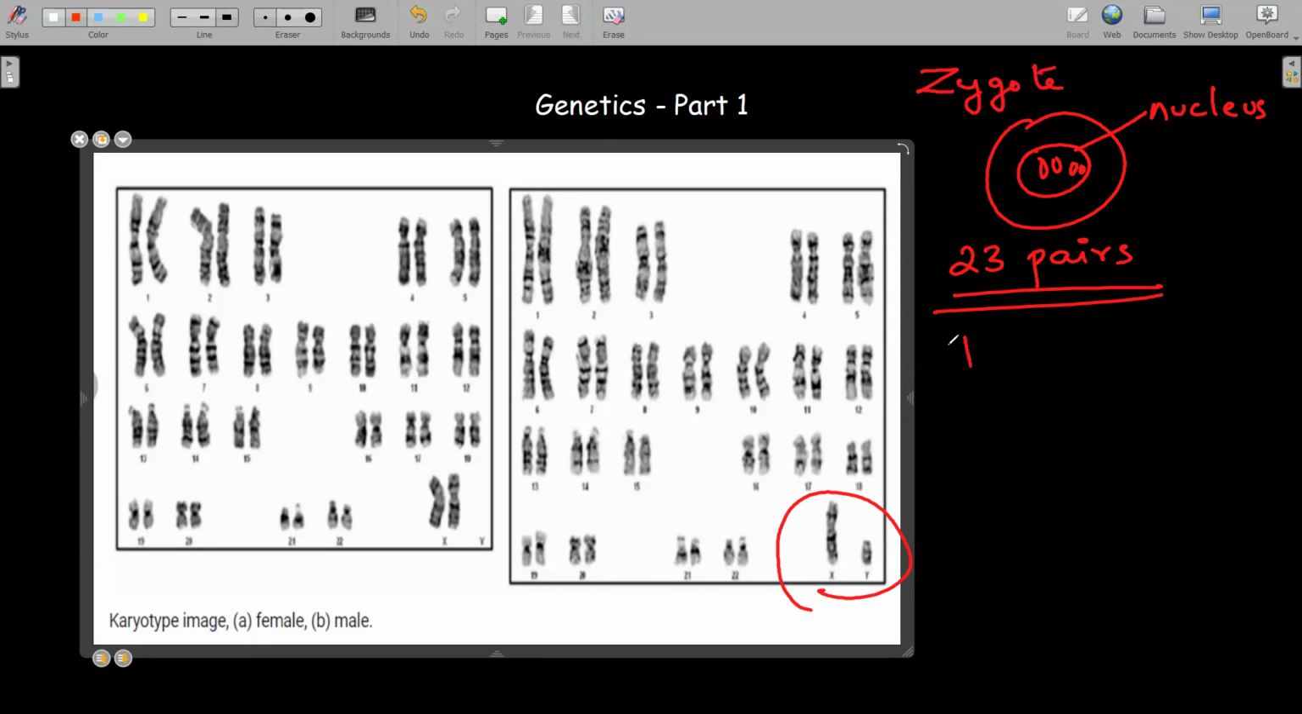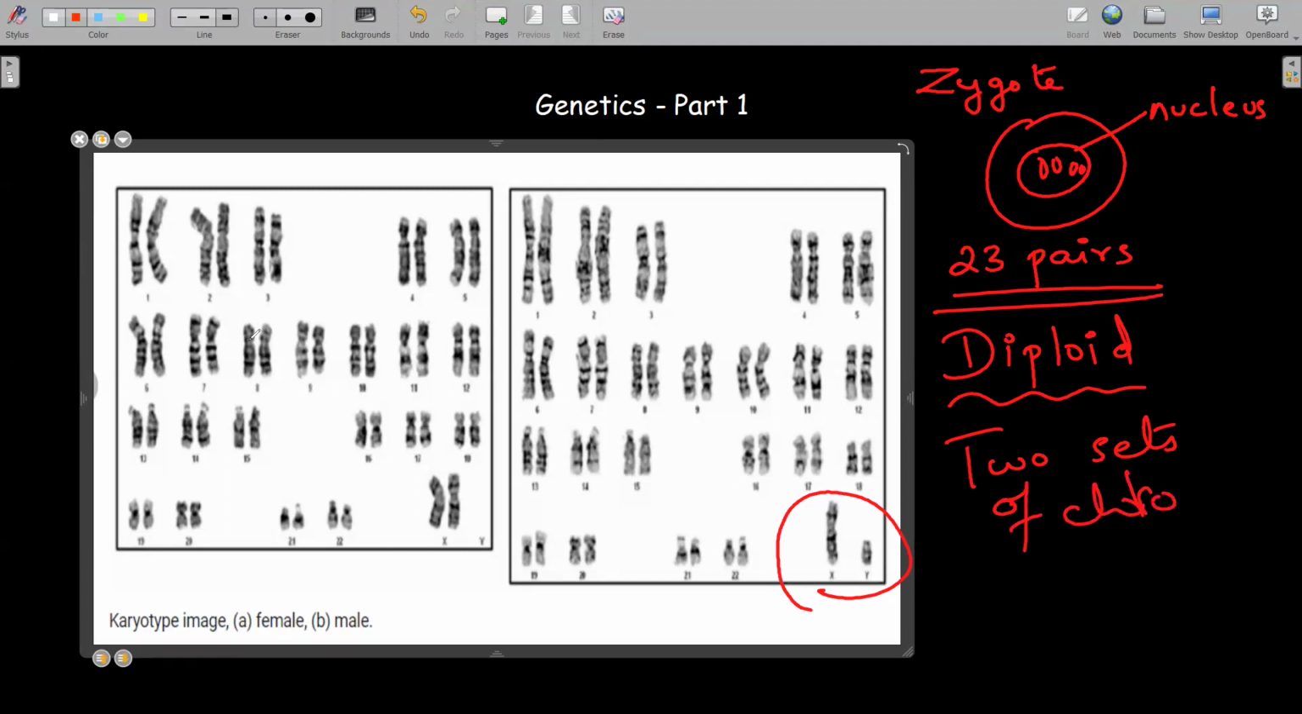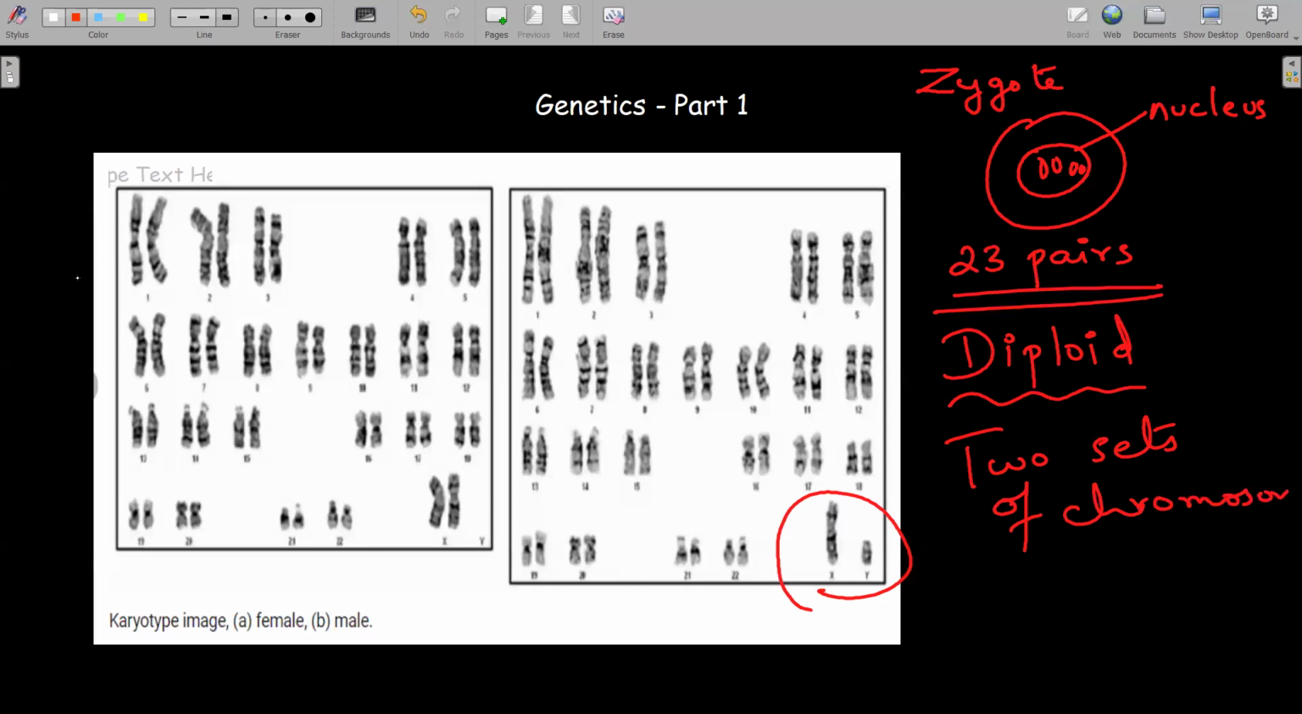Now, this cell, the zygote, is also called a diploid cell. Why is it called a diploid cell? I think you might have understood by now. Di means two, so they have two sets of chromosomes. They are called diploid cells because they have two sets of chromosomes. Now, tell me from where those two sets came. One set came from the mother and one set from the father, the paternal set. So there are two sets of chromosomes. Therefore, this cell, the zygote, is called a diploid cell.